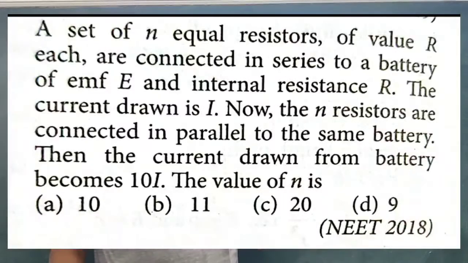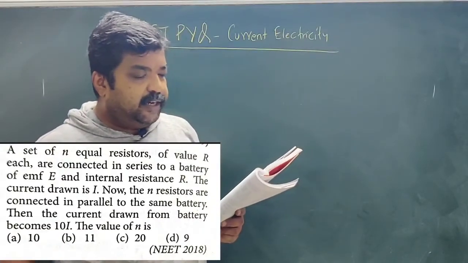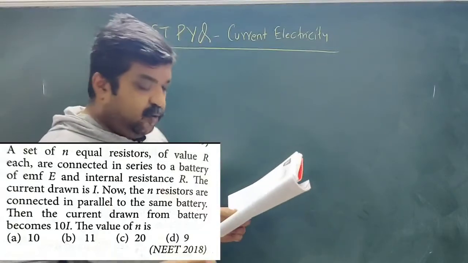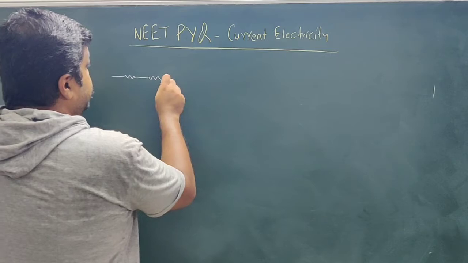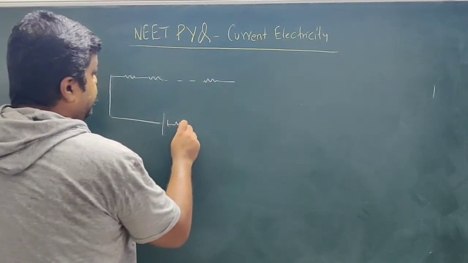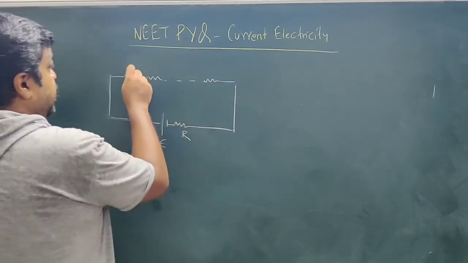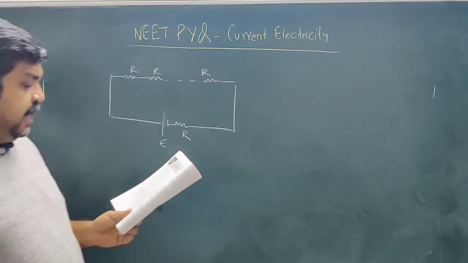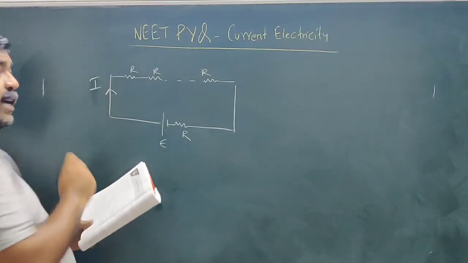So next question is, a set of n equal resistors of value R each are connected in series to a battery of EMF E and internal resistance R. So we have n resistors connected to a battery of EMF E and internal resistance R, and these resistors also have resistance R. And the current which is flowing is I.